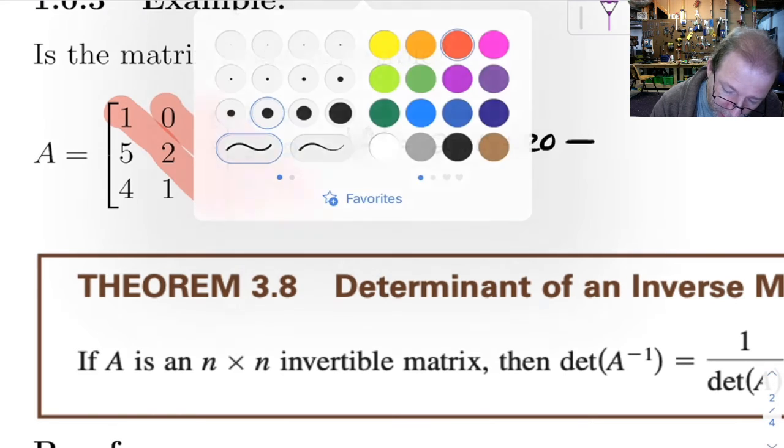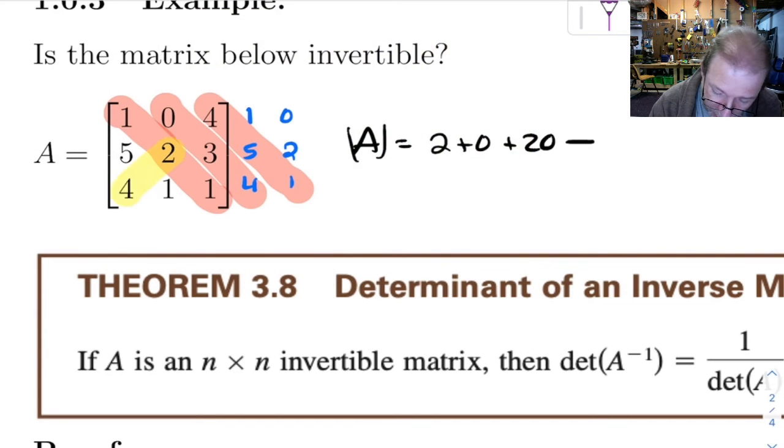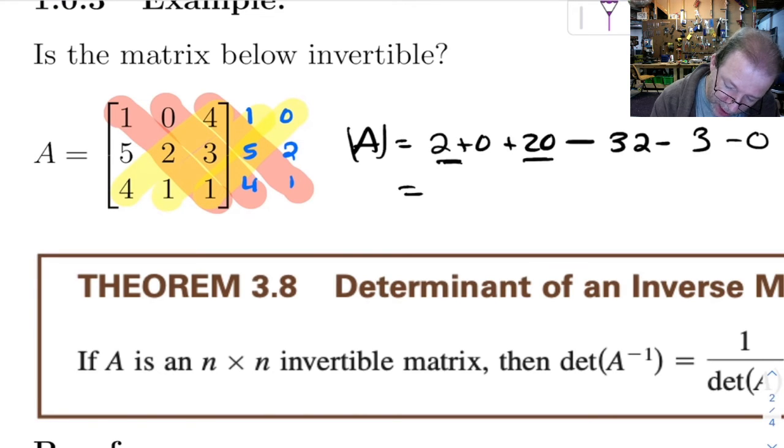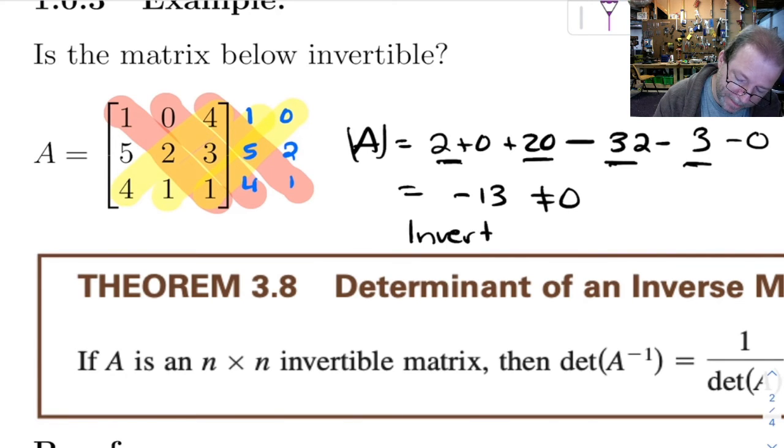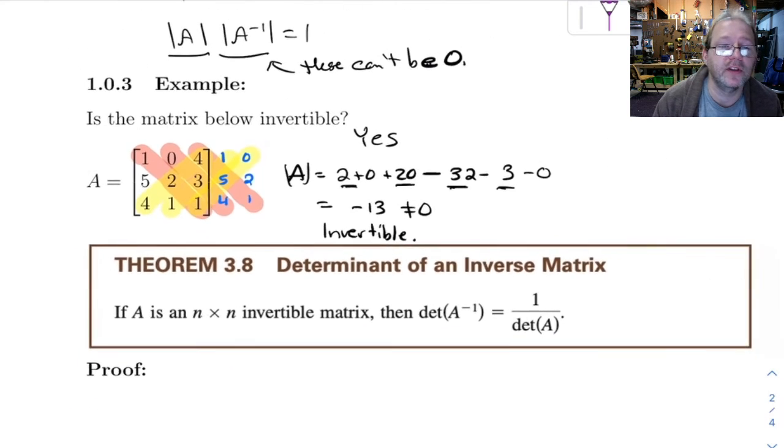And when I do my 3 reverse diagonals, I get, let's see, 16 times 2 is 32, minus 3, and then minus 0. So what is that? That's 22 minus 32 is negative 10, minus 3 is negative 13. That's non-zero, so it is invertible. So I guess the answer to the question is yes, that thing's invertible.